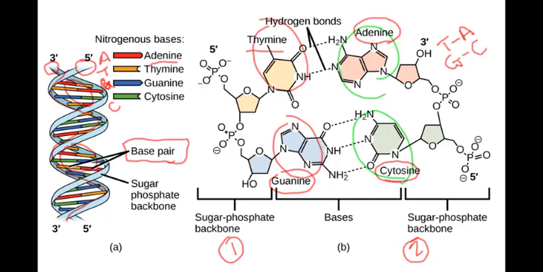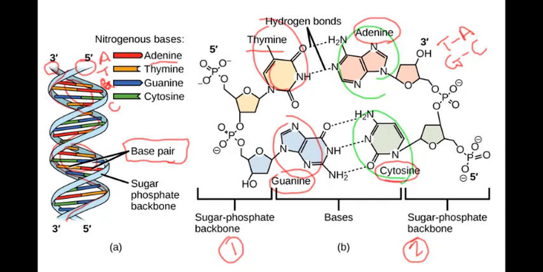The other thing, as you can tell if you pay attention, is that there is always a pyrimidine interacting with a purine, right? If you look here, we have a pyrimidine linking, so the pyrimidine is right here, to the purine that is adenine right here. And it's always T and A, G and C.